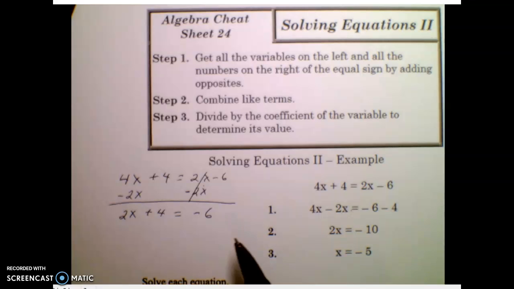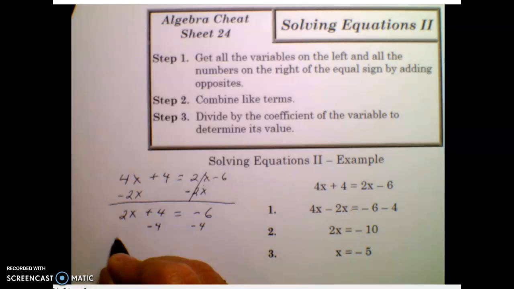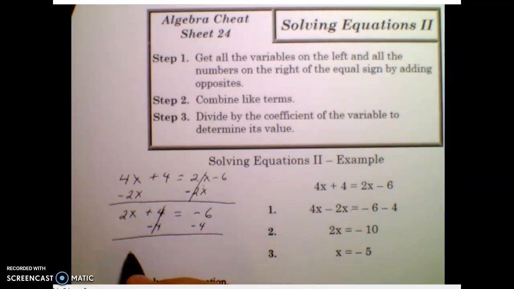Okay, next step, I need to get this number to the other side. The opposite of a positive 4 is a negative 4. On this side it cancels. I have 2x over here. I still have my equal sign, and I have negative 6 minus 4, which is negative 10.